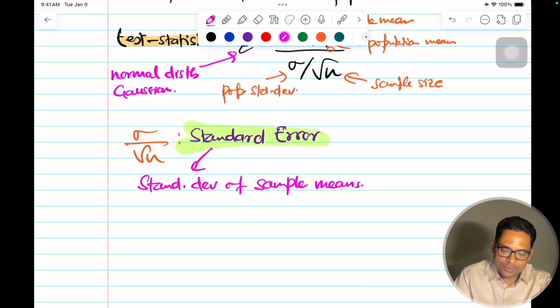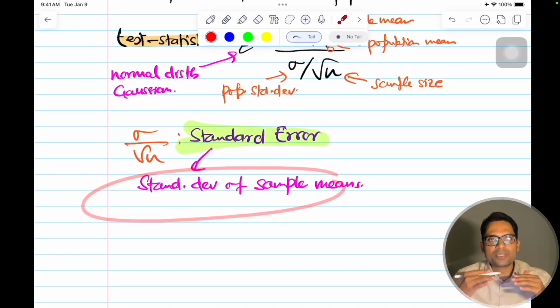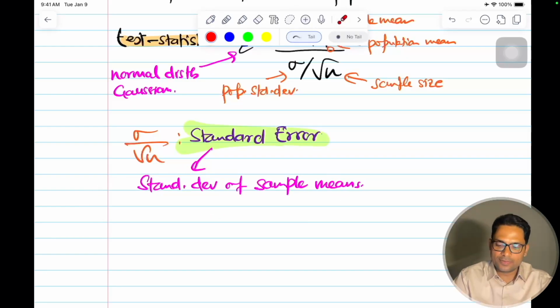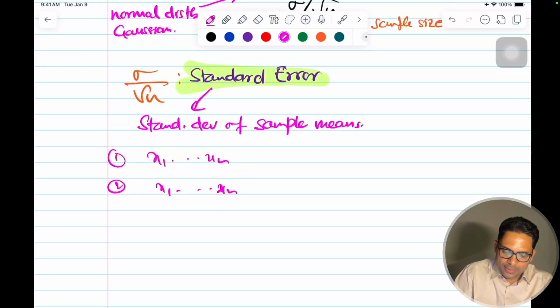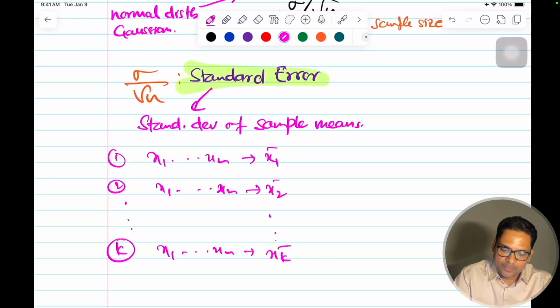If you remember the central limit theorem, when we took multiple samples, we have samples x1 to xn in trial 1, trial 2, and like this we did k trials, x1 to xn, and then we had x1 bar, x2 bar, like this xk bar. So we have these k sample means.